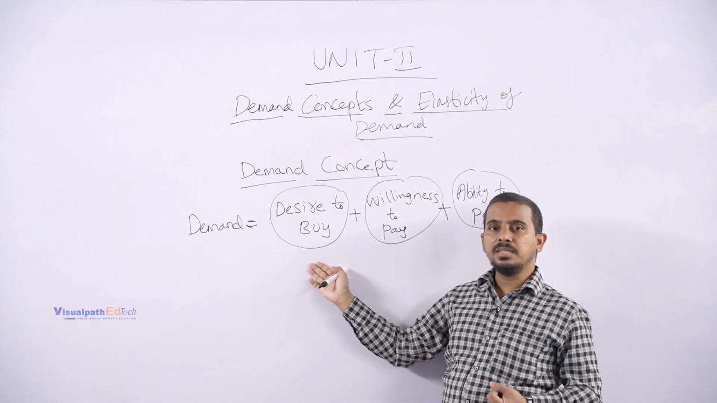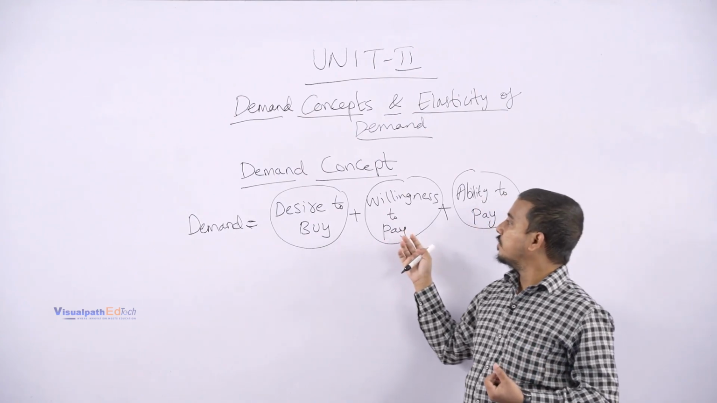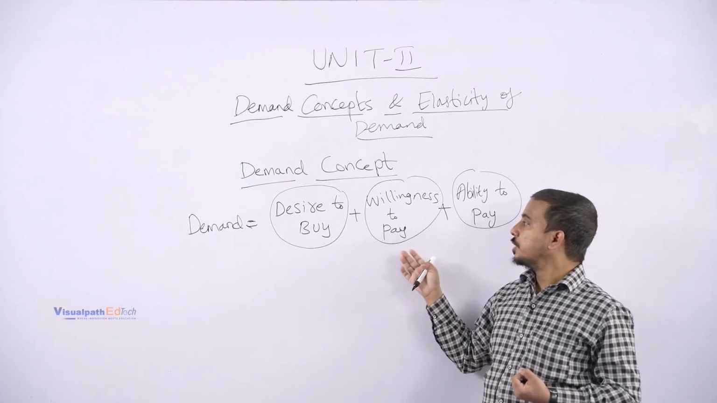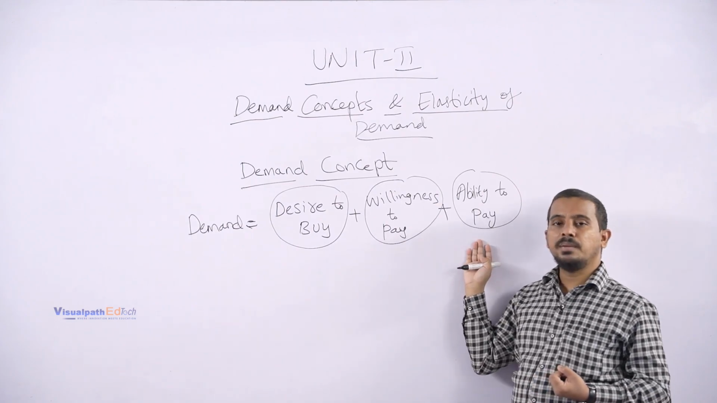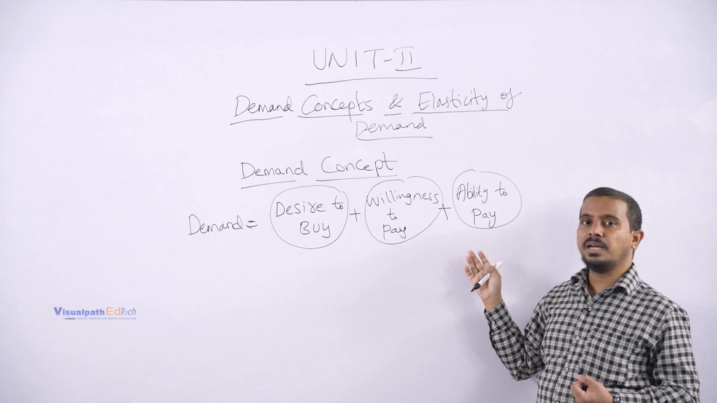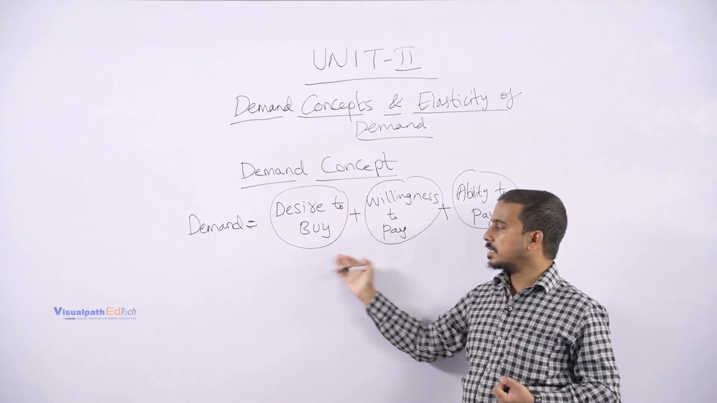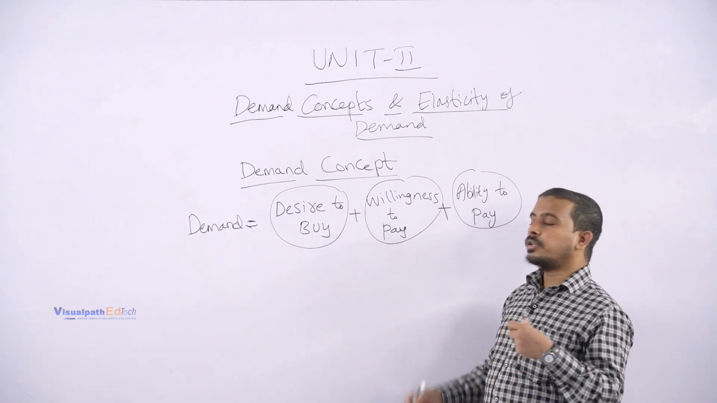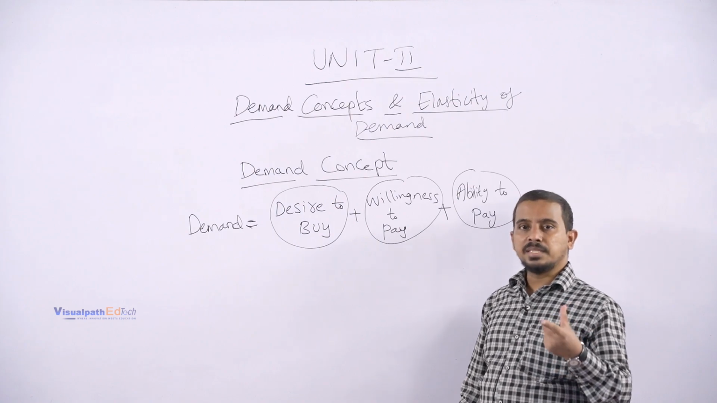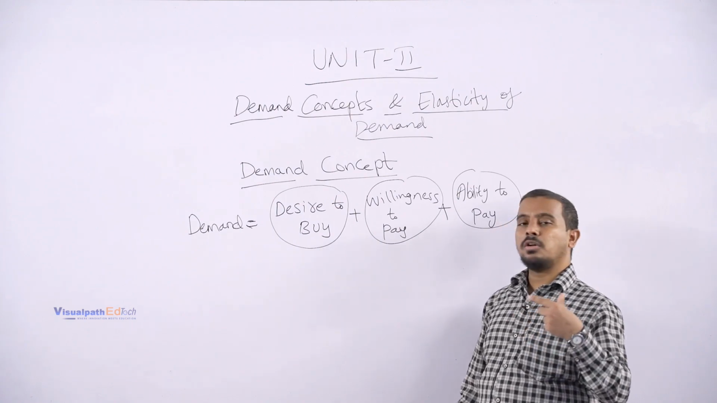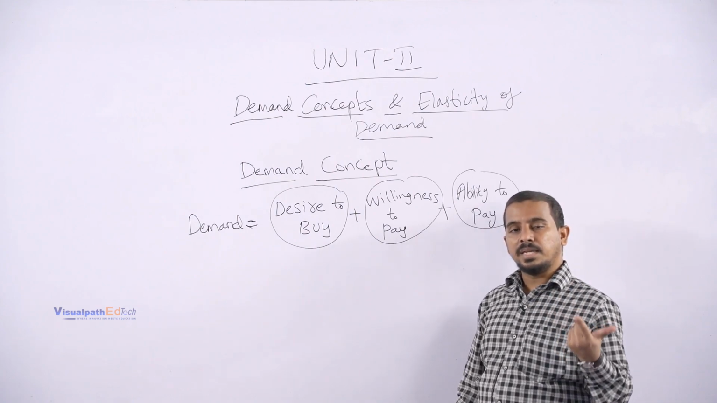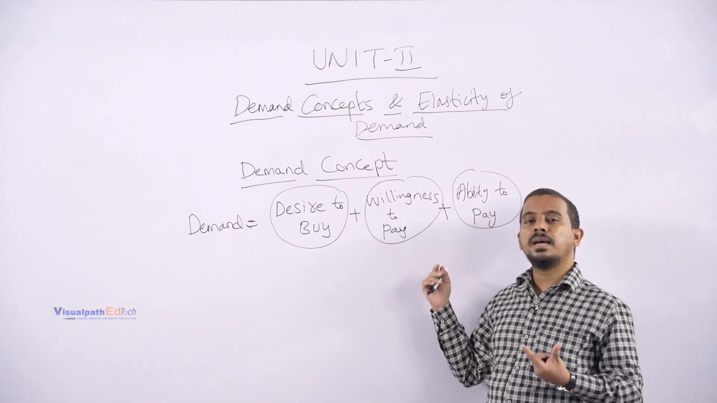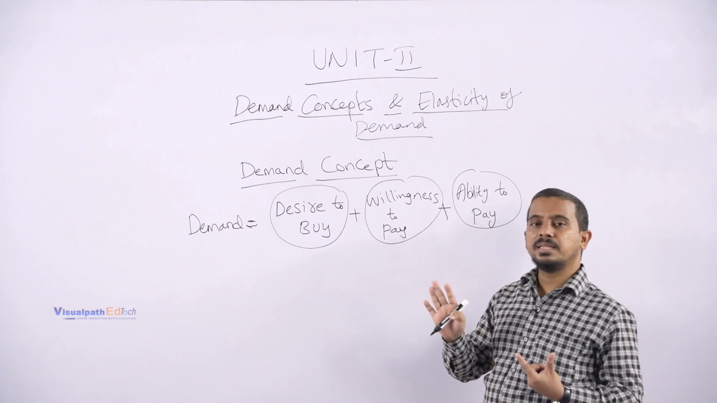So desire to buy means you want to have it. Willingness to pay means whatever the price is there in the market, you are ready to pay, and ability to pay means you have enough money to pay the price. So let us again discuss this. A person may have desire to buy and also have willingness to pay. A person wants to buy a car, he is also ready to pay the money for whatever the price is, but he is not able because he does not have the money. So it will not create demand in the market.